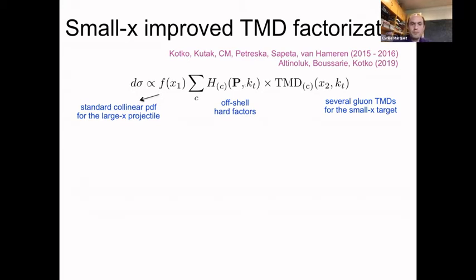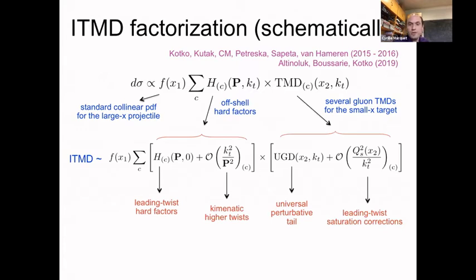Now, let me be a bit more detailed. I can open up these guys. As I already explained before, the TMDs at large transverse momentum KT have a universal perturbative tail that is the UGD. What will differentiate the various TMDs are the saturation effects, which I like to call leading twist saturation corrections, because they are not suppressed by any powers of the hard scale. They're suppressed by powers of KT squared.